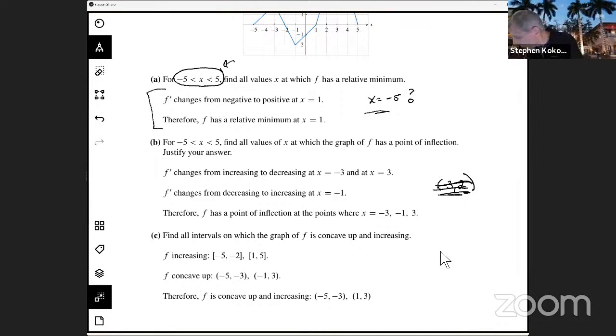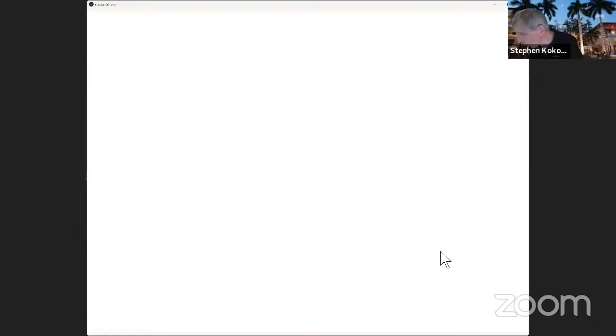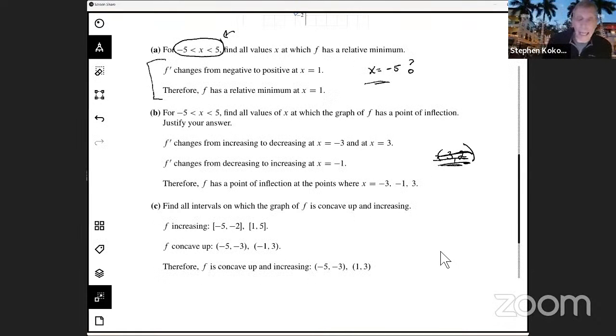And down at the bottom here, part C, it says find all the intervals on which the graph of f is concave up and increasing, a very typical sort of a question from the exam. So the way that I tackle this is, where is f increasing? Well, that's where f prime is positive or 0 here. I can include the endpoints.